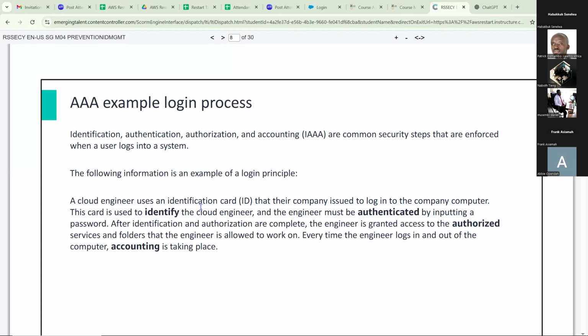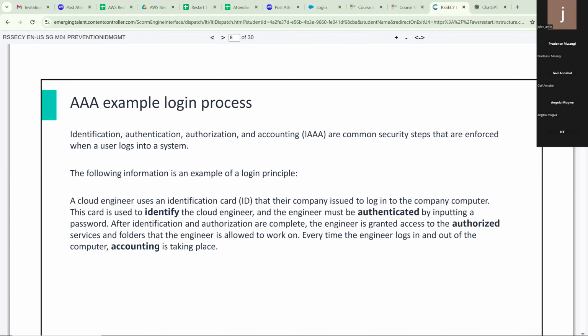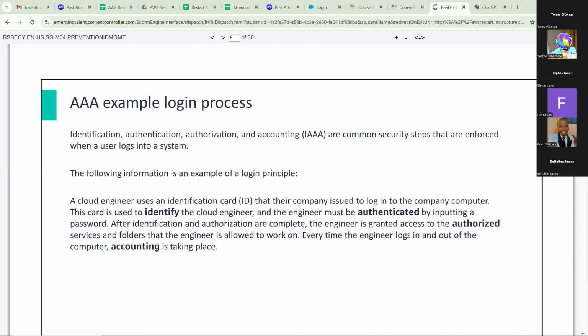Now, a cloud engineer, in this case, we are going to use, who am I going to use? Let me see. Let me see who is in the call. I don't want to use examples of people that are not here. Okay, cool. Yes, I'm going to use Befalin.